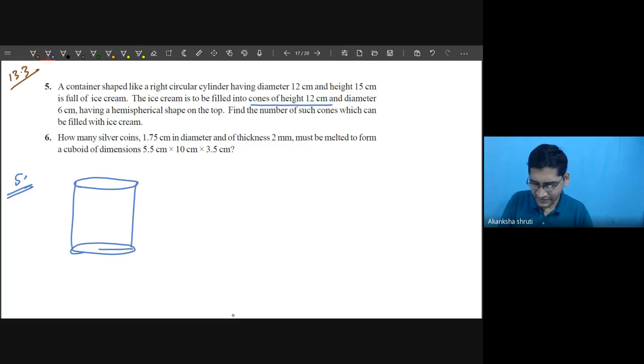For the cylinder, there will be the radius of the cylinder. It is given that the right circular cylinder has a diameter, so the radius is 12 by 2, which means 6 centimeter, and the height is given as 15 centimeter. Full of ice cream means this box contains the ice cream. Now this ice cream is placed in cones. So the cone is now there.